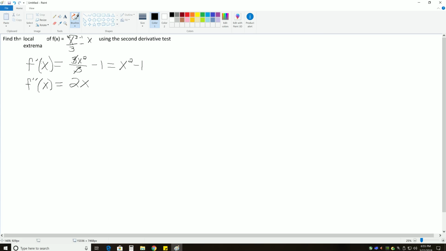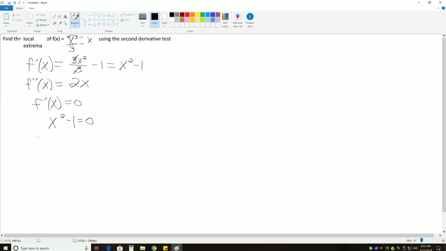Once we do this, we then need to find our critical numbers. But we only need the critical numbers such that f prime of x is equal to 0. We don't want the ones where the first derivative is undefined or does not exist. So we're going to take our x squared minus 1 and set it equal to 0 and solve for x.